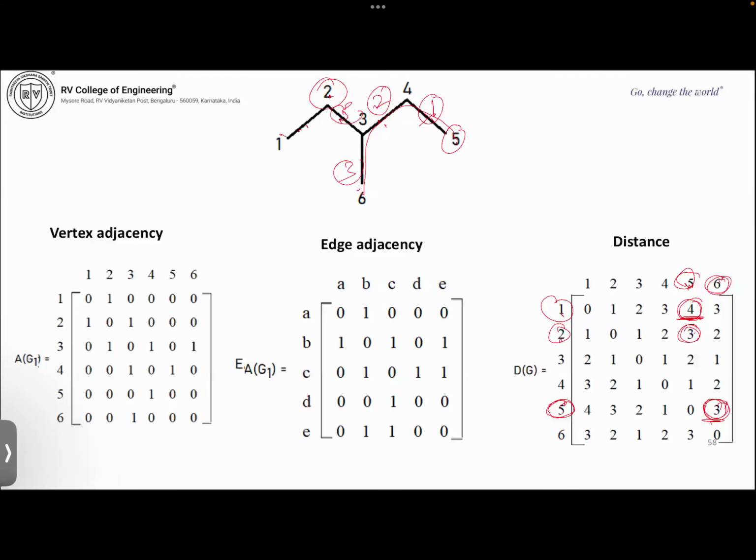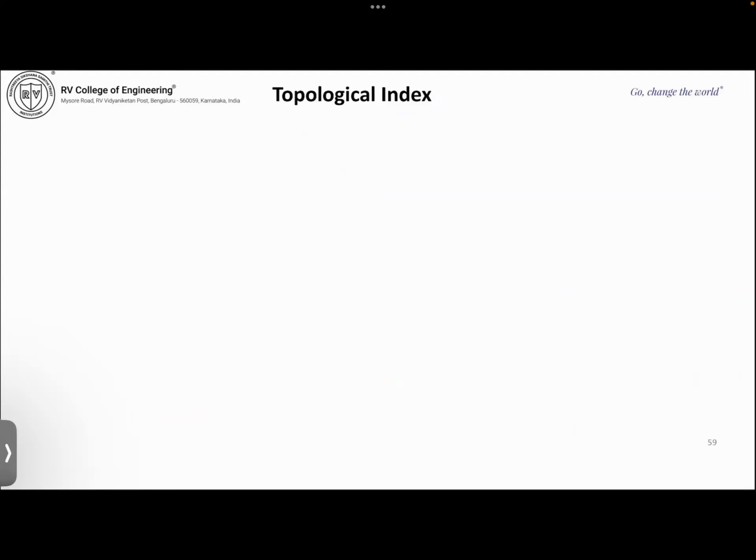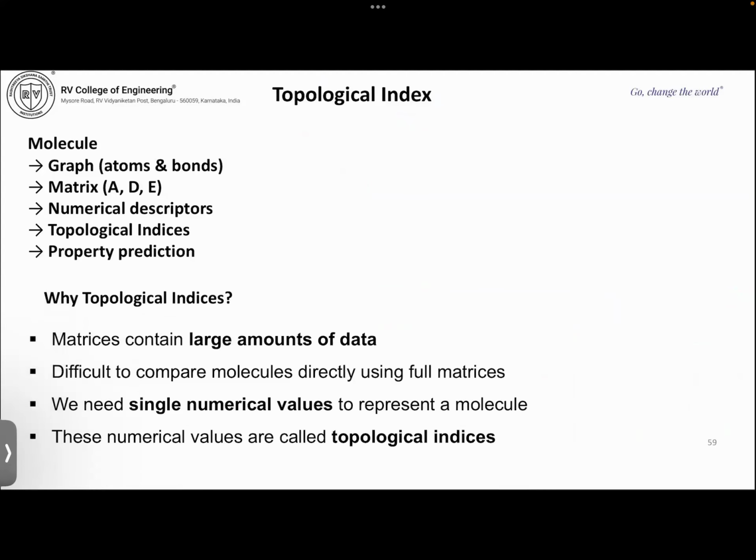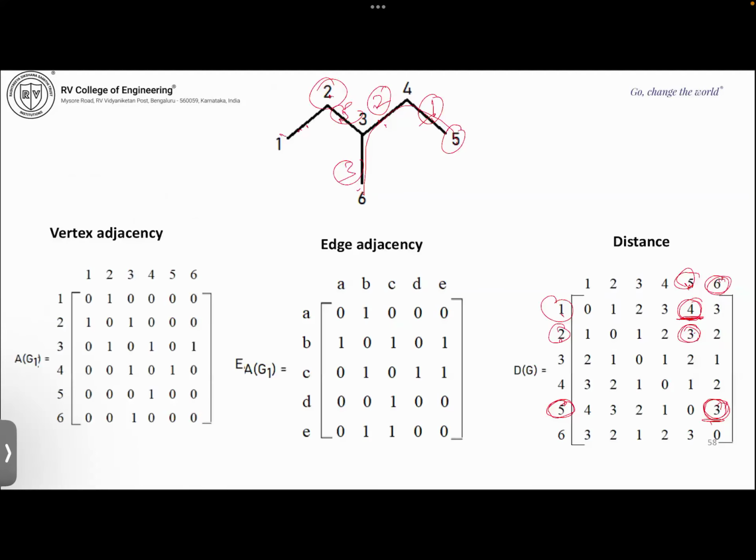So with this, I'll just stop my discussion about the matrix representation, from molecular interactions to molecular topology and matrix representation. In the next recording, I'll be discussing the topological indices. Okay, so that these matrices will be represented in some numerical values. We'll understand what the types of topological indices are and what the significance of that is.